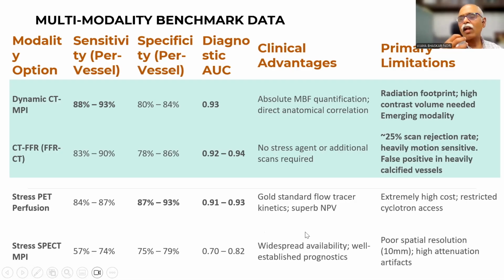So CT myocardial perfusion as of today, which is going to be very useful especially when third generation scanners or 16 centimeter scanners are available, is the modality of choice available to us, which can give a direct myocardial blood flow and estimation of significant stenosis.